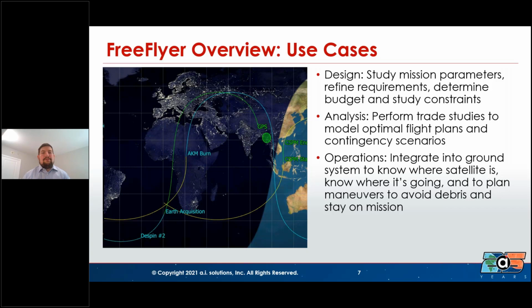And then finally, once your mission is all the way thought through, designed, and analyzed, FreeFlyer is then used in operations as well, where we're actually integrating the software into the ground system. And so every day on the way up, during flight, and on the way back down, you know where the satellite is, you know where it's going, and you know how to plan maneuvers to avoid debris, stay on your mission, make sure that you're over the places that you're supposed to be for ground contacts, for taking pictures, for taking data at the right time, and that you're not hitting anything along the way.